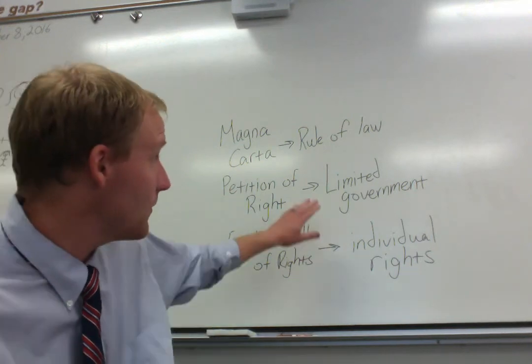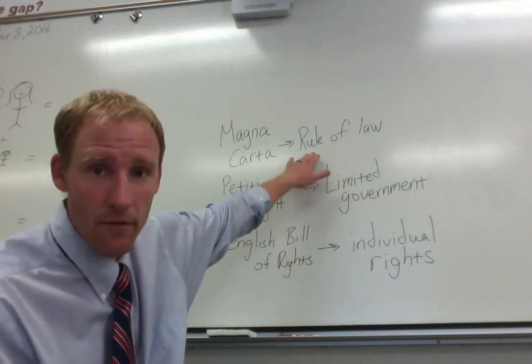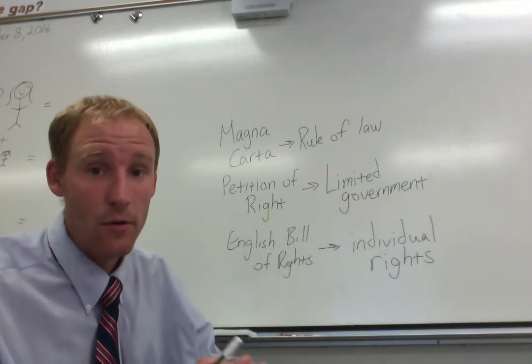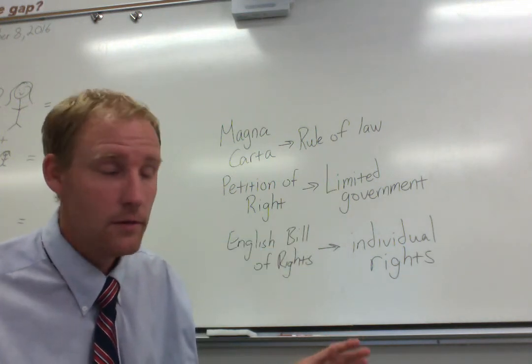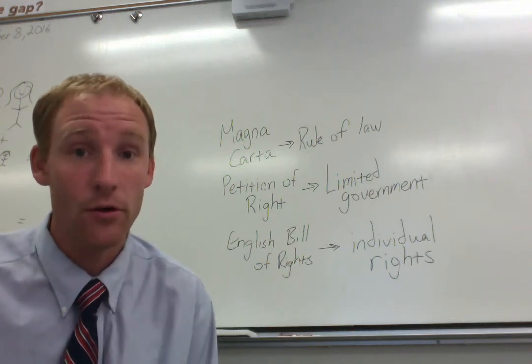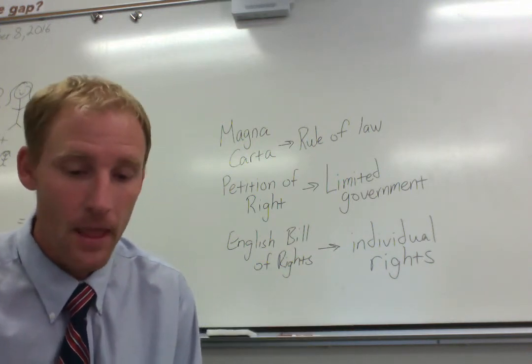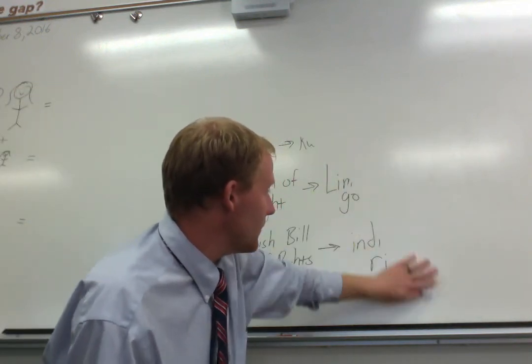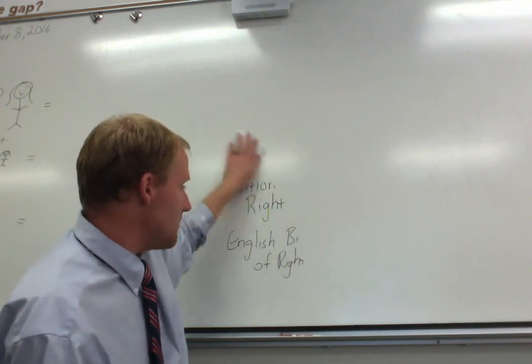So three important concepts. Rule of law, nobody's above the law. Limited government, right? The government's power is not absolute. And individual rights. People have rights that cannot be taken away without a good reason. Okay? This brings us to our fourth and final root that we're going to discuss, the Enlightenment.